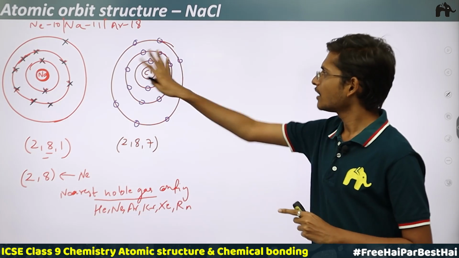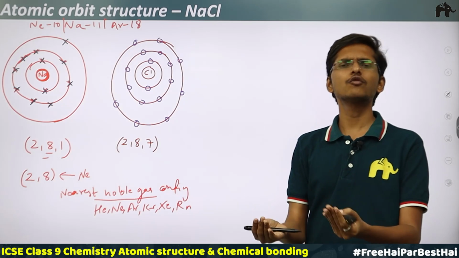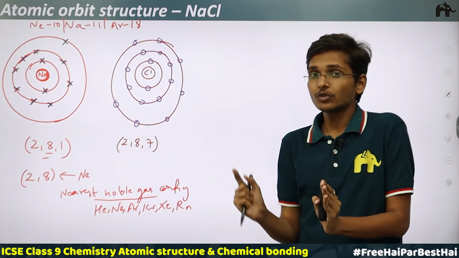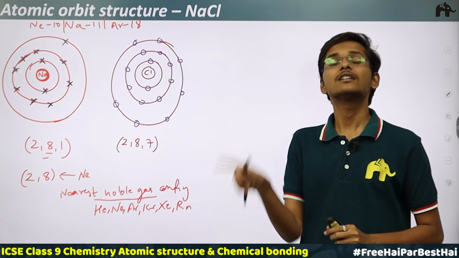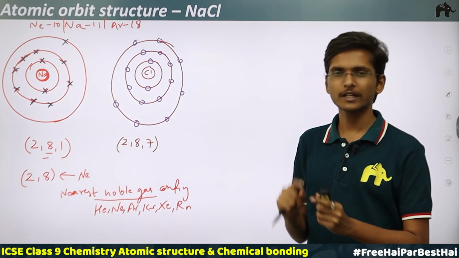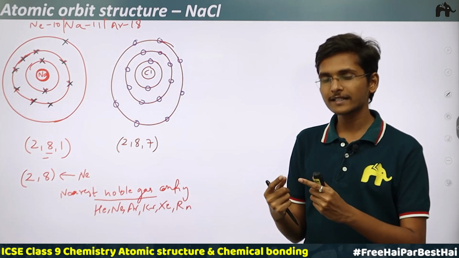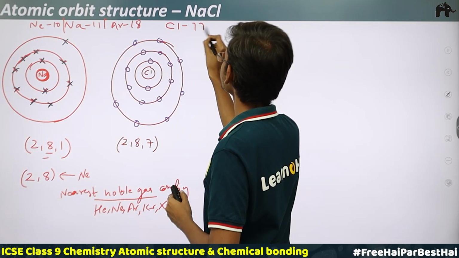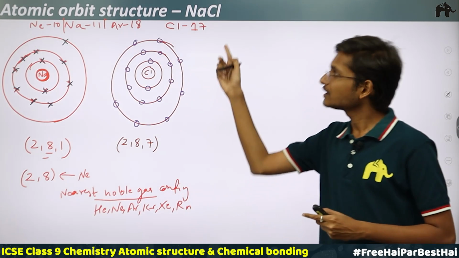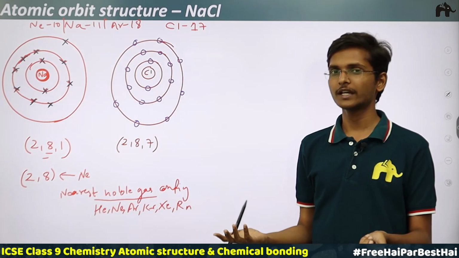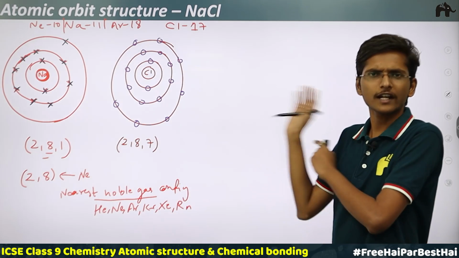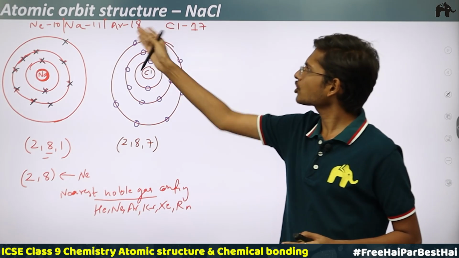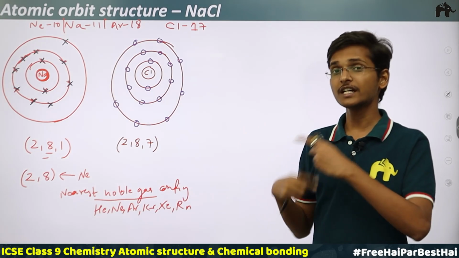How? See, let's see. For the chlorine atom also, the same story applies. It also wants to become stable. For that, it also wants 8 electrons in its outermost shell, so that indirectly it gains the nearest noble gas configuration. So for chlorine, see, chlorine's atomic number is 17. So for chlorine, the nearest noble gas is argon. The next one is krypton, but it is too far away. So here chlorine is just short of 1 electron from the nearest noble gas configuration.